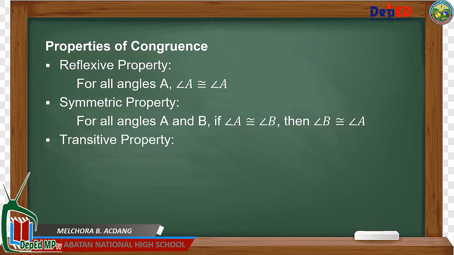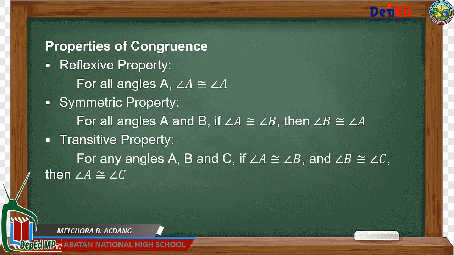The third property is transitive property. For any angles A, B, and C, if angle A is congruent to angle B and angle B is congruent to angle C, then angle A is congruent to angle C. If two angles are both congruent to a third angle, then the first two angles are also congruent.